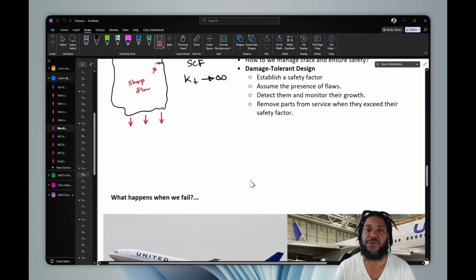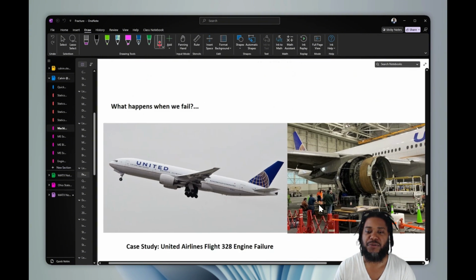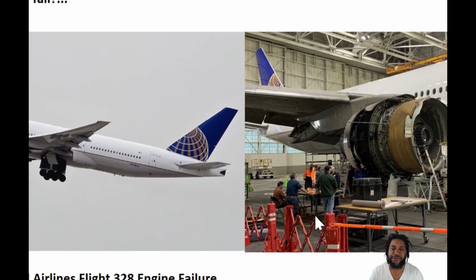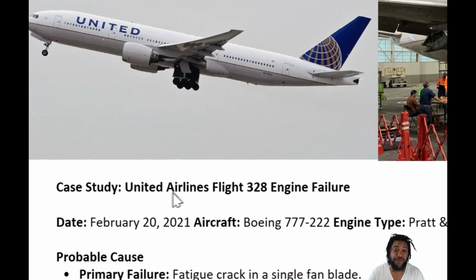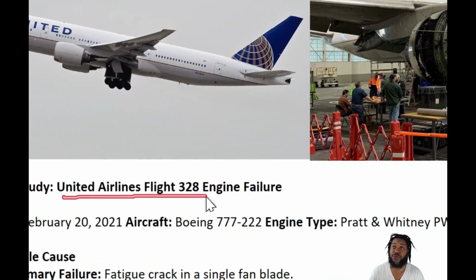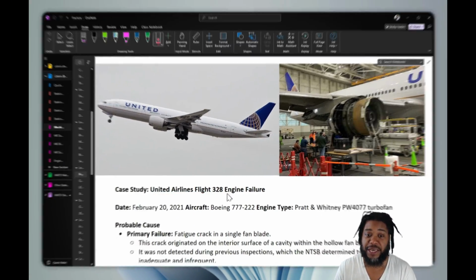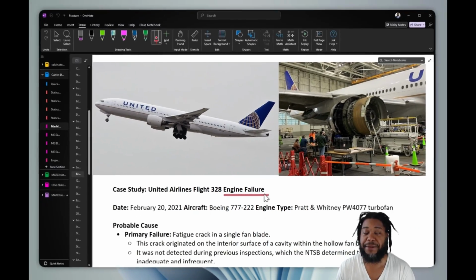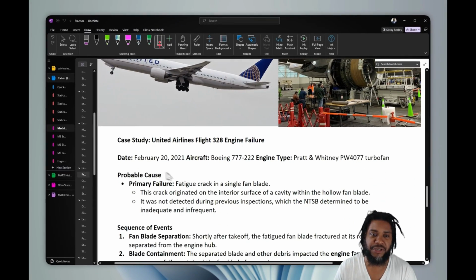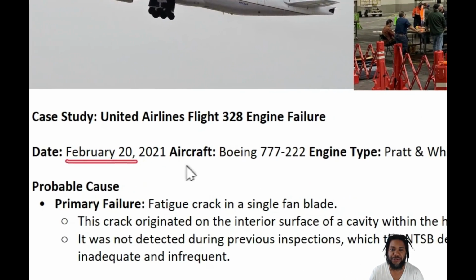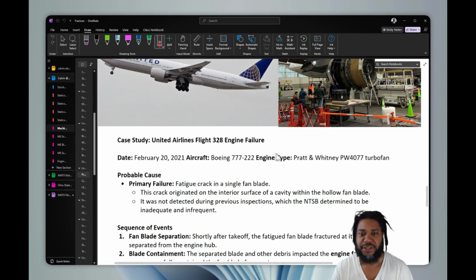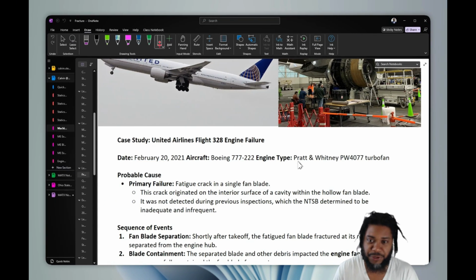So what happens when we fail? What happens when we make a mistake in design? Well, here we have a case study for the United Airlines Flight 328, which exhibited an engine failure during flight. Now, this case study occurred on February the 20th. It was a Boeing 777, and the engine that had the failure was a Pratt & Whitney PW4077 turbofan.